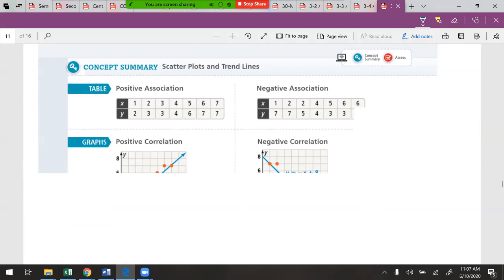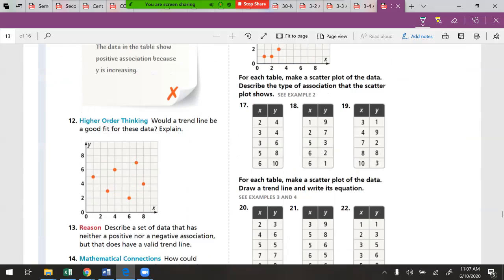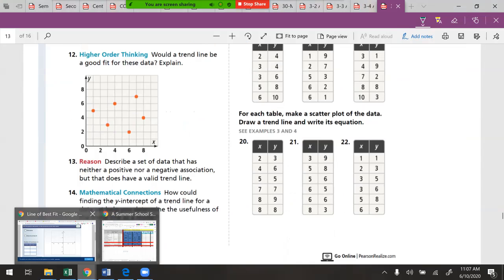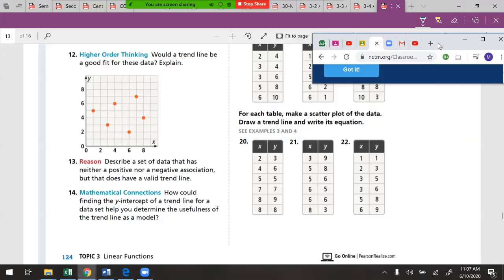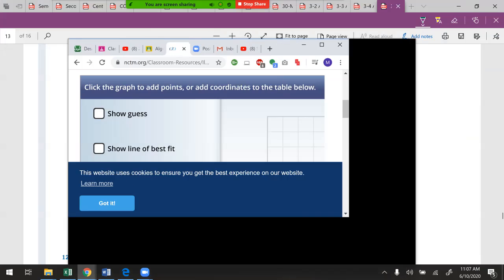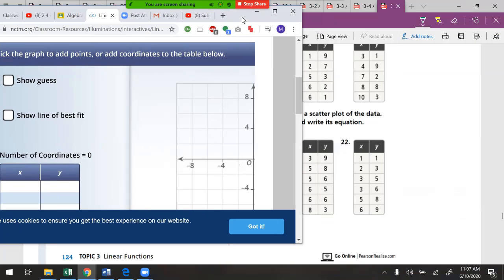Okay, so let's do this. Okay, it says make a scatter plot. And then from there, we're going to make the trend line. So let's actually do number 21, for example. Okay, here we go. So I'm going to give you guys this program to work with here. I'm going to drag this over. Okay, there we go. So I'm going to use this program right here.